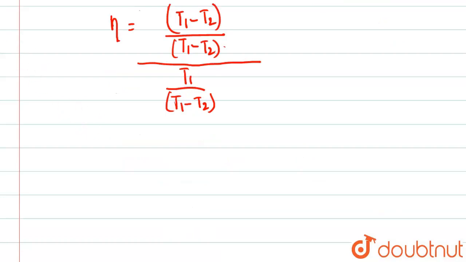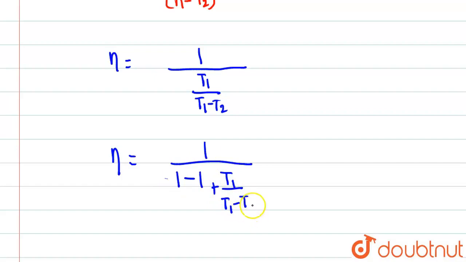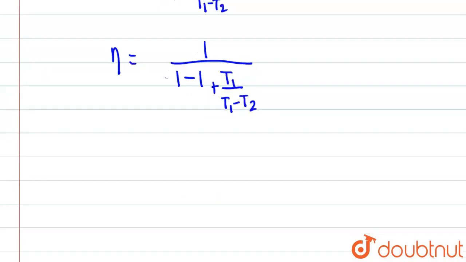So what we'll get over here, just to get the answer, I am doing this so that we must see what is happening. We will get 1 divided by T1 by T1 minus T2. Now in the denominator, we can add and subtract 1. That means we will add 1 and subtract 1: T1 plus T1 minus T2 plus T1 by T1 minus T2.